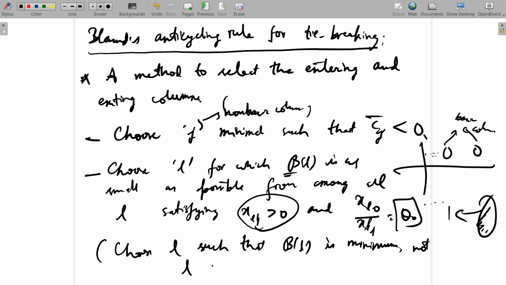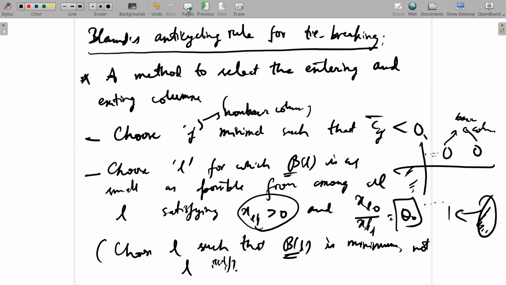Not L itself. Remember, this ordering was important even when we are trying to read off from the tableau the basic feasible solution: where to insert zeros, and which way to put the elements in the basic feasible solution. That was determined by the ordering of this basis B. So that is something that should not be ignored.